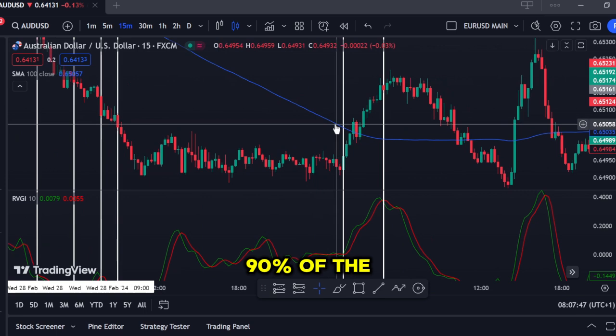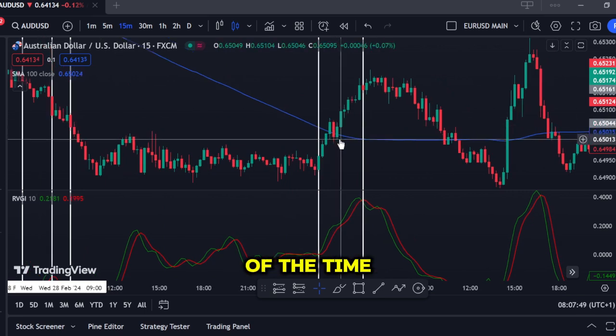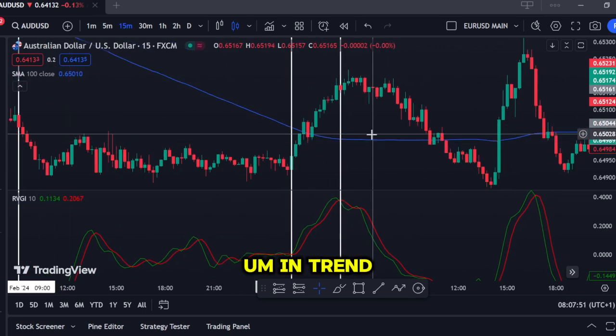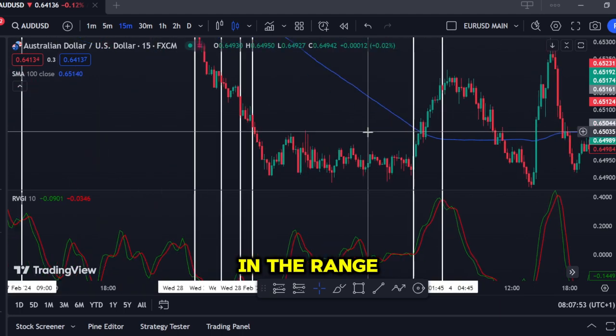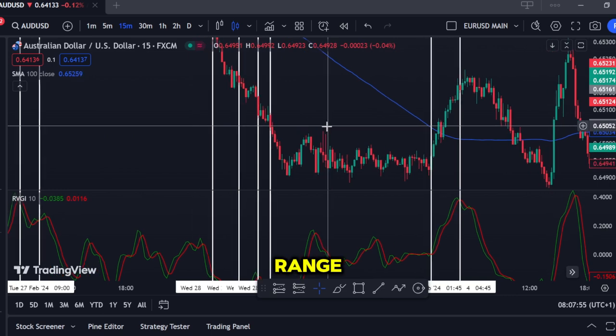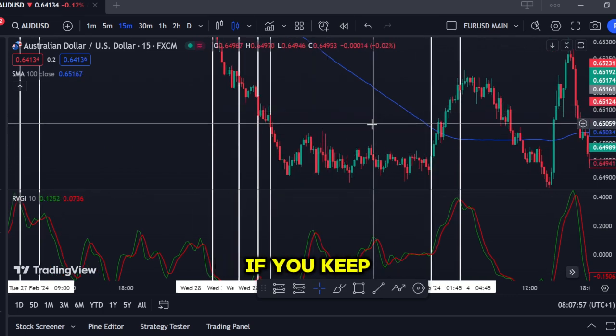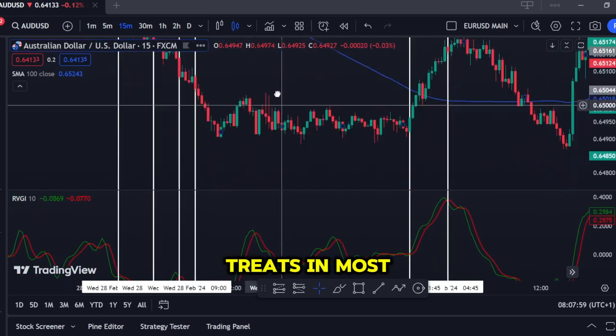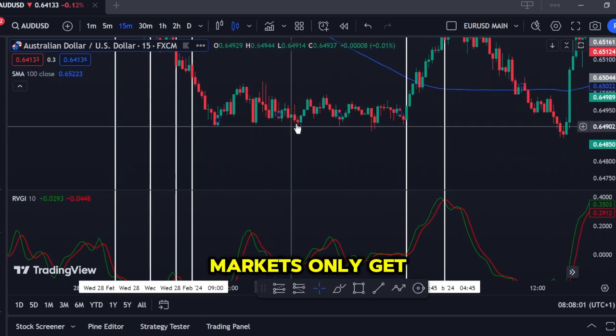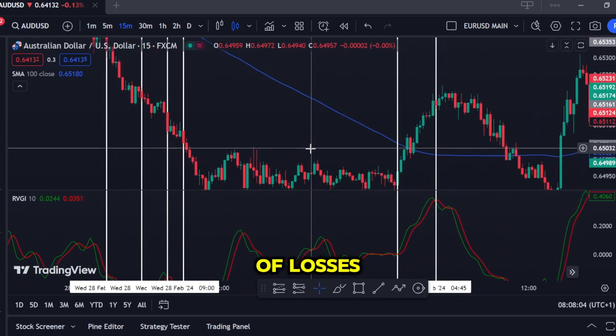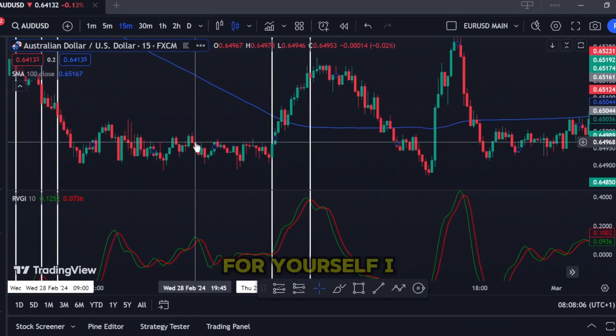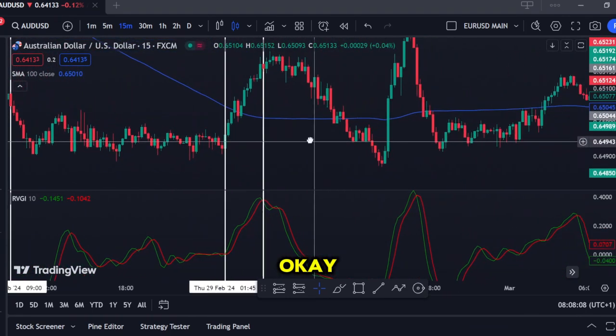Now, 40% of the time, the market is in a trend. The other 60%, the market is in a range. So during that range, you want to get out as fast as possible. If you keep on holding your trades in most of these type of choppy markets, what will you get? Tons and tons of losses. And is there really an edge you're developing for yourself? I would say no.